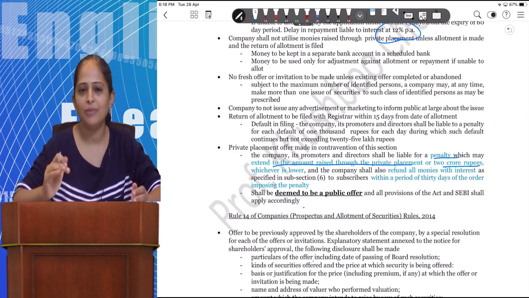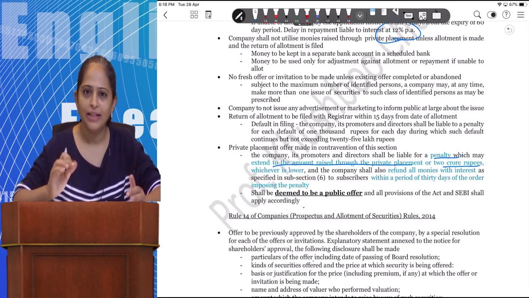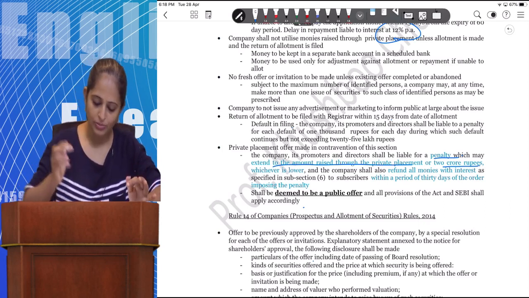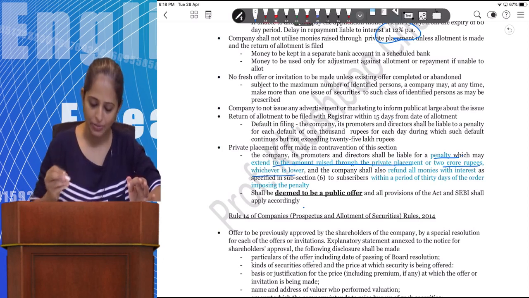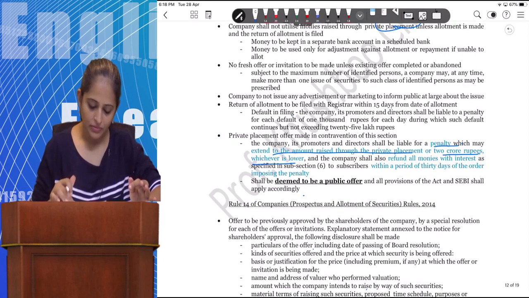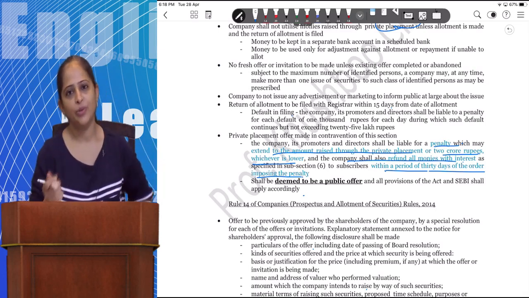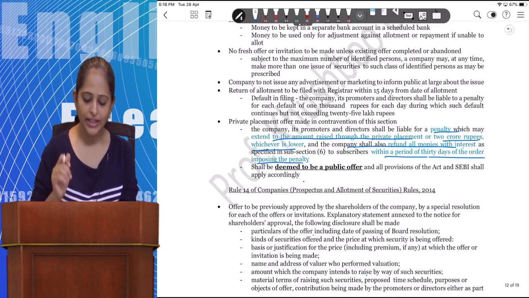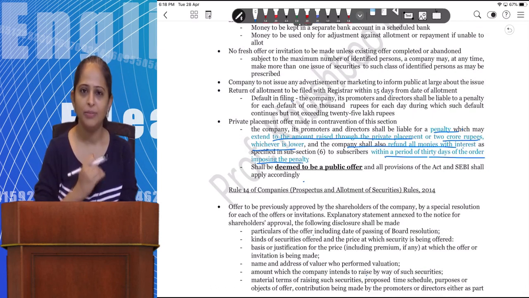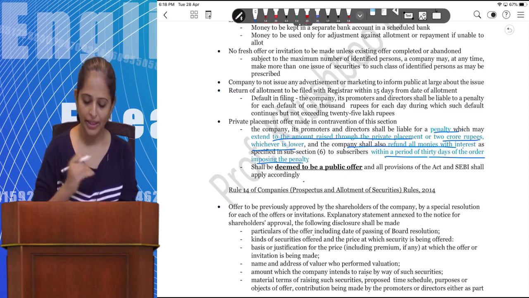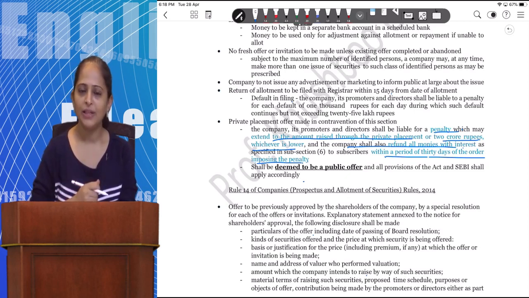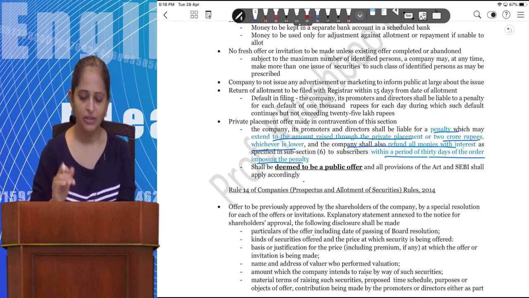So if I am proposing to raise 80 lakh rupees by way of private placement, then the penalty would be 80 lakh rupees or 2 crore rupees, whichever is lower. So that is 80 lakh rupees. And the company shall also refund all the money with interest within a period of 30 days of the date of the order imposing the penalty. And it can also be treated as a public offer, and all the compliances under the public offer will have to be complied with, and all the provisions of the Companies Act and SEBI regulations will also have to be complied with.